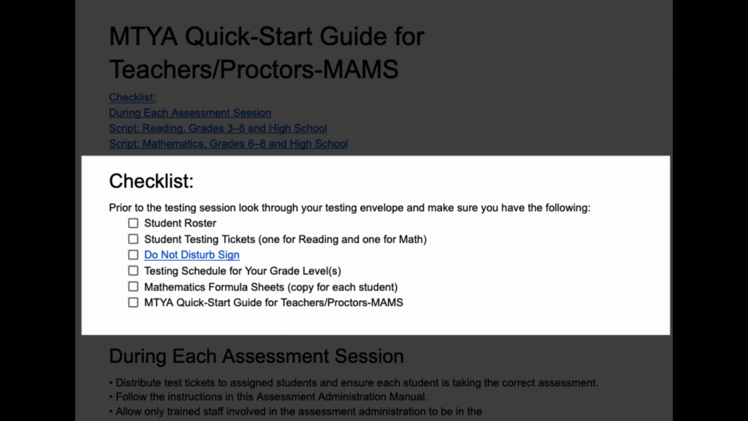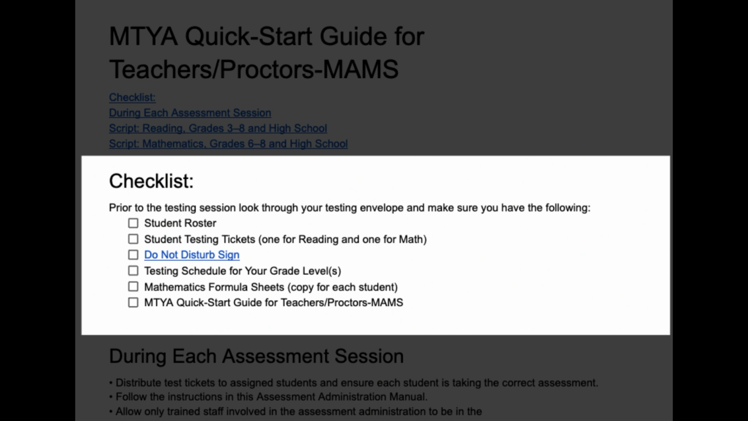Prior to the testing session, you should look through your envelope. I would look through the envelope as soon as you get it and make sure that you have the following items. You should have a student roster, particularly if you're a homeroom teacher. On that roster, if you're a homeroom teacher, it's also going to tell you where certain students who are taking their assessment in a small group will be going for their assessment. All right. Student testing tickets, you should have one for reading and one for math for each student.